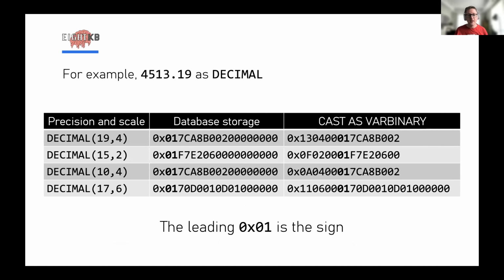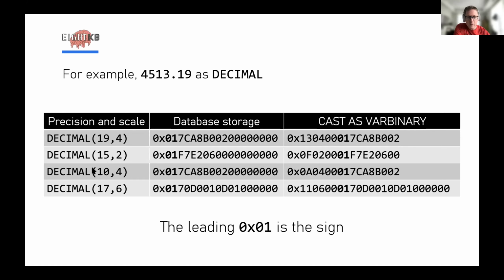So here's a table for you to look at. As I just mentioned, the leading 0x01 is the sign. Why I'm showing you this slide is that you can have database storage, this is the second column in the table here. This is how it's stored on disk, based on the precision and scale we've chosen on the left here. And if you cast it as a varbinary, you'll see that it's very different. The callout feature here is that for decimal 19,4, it says 19 in hex, because this is the value 19, and 4 is encoded in the value. The value actually only starts after the 4. So 0001, 7CA, blah, blah, blah. Cool, huh? I think that's cool.